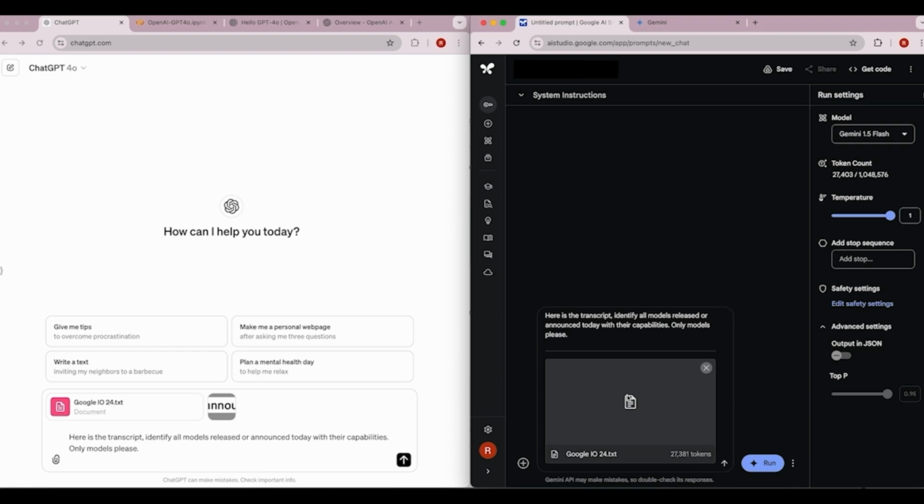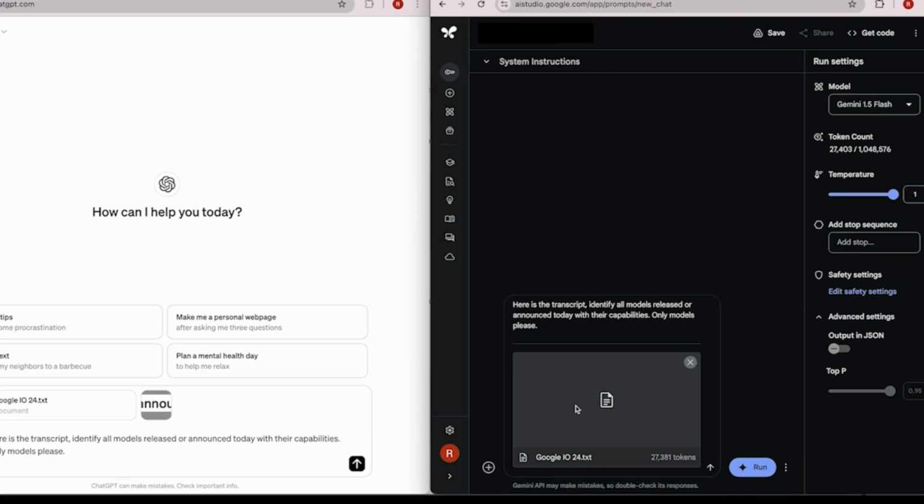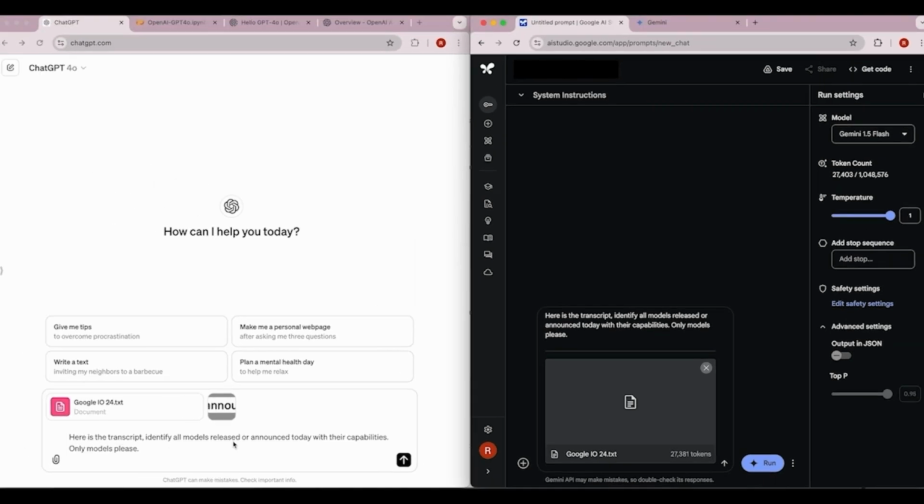Alright, so we have both the transcript files in, and now we are asking the models to identify all the models that has been released or announced in these keynotes. Alright, so let's start.